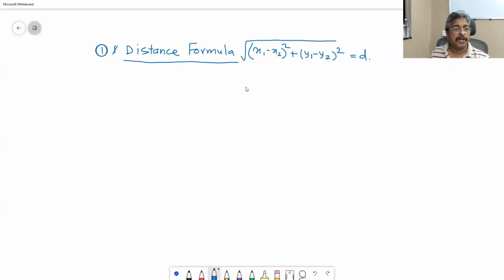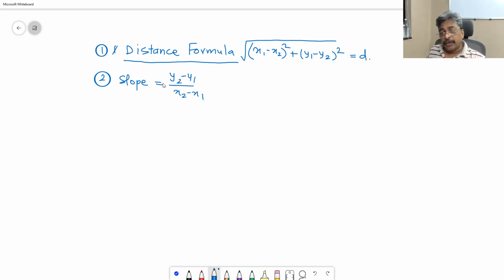Distance between 2 points we know. Then we described slope, which was y2 minus y1 upon x2 minus x1. These are the two things that we have done, and then we solved a few locus problems.